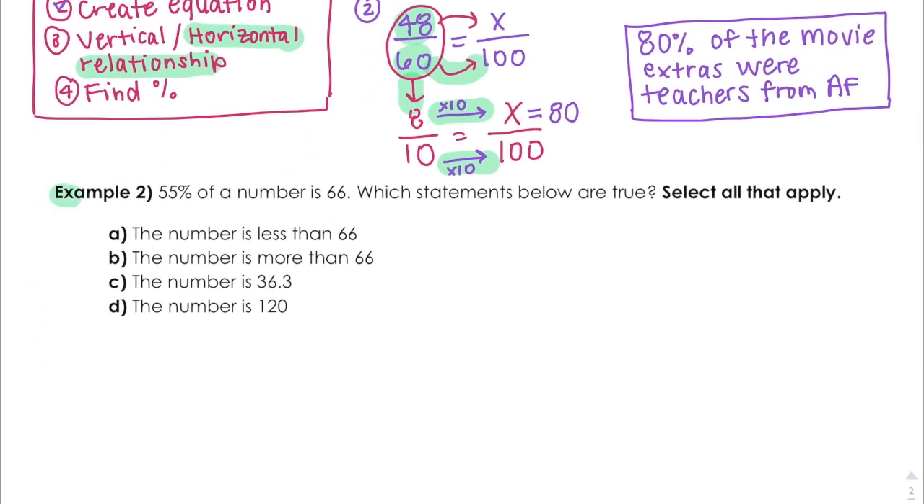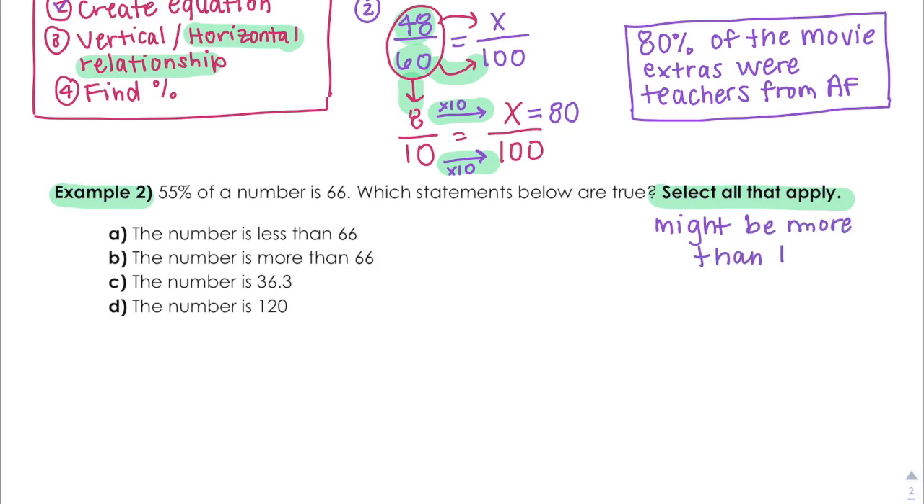Okay, I actually want to treat example number 2 like a check for understanding. So let's read it together and then I'll ask you to pause the video, try and do it on your own, and then we'll come back together and solve it. All right, so it says 55% of a number is 66. Which statements below are true? Select all that apply. Remember, when it says select all that apply, that's a clue that there might be more than one. Not always, but likely.